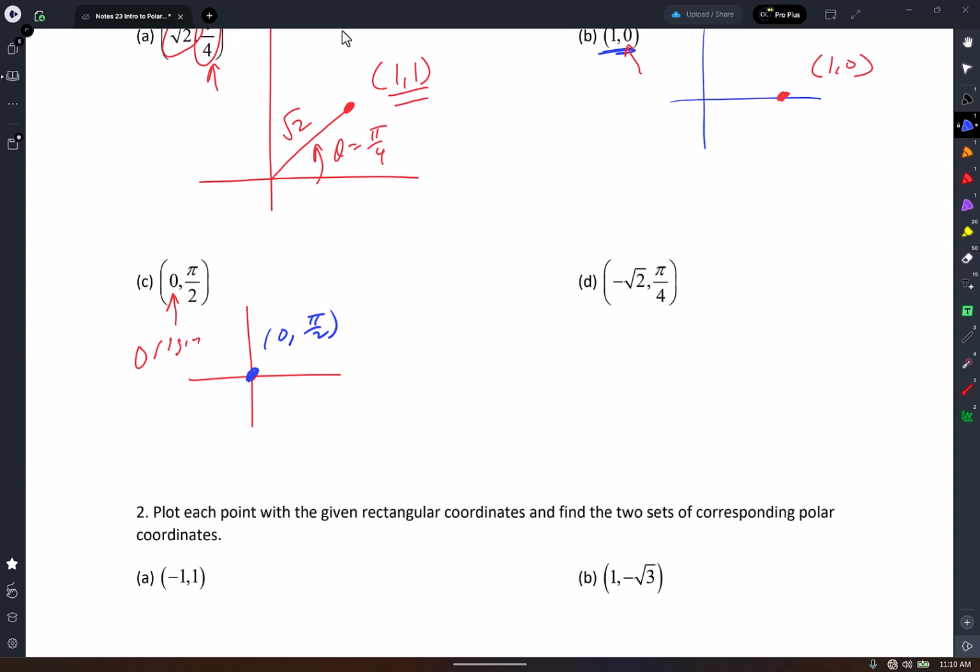Oh, they want rectangular, right? So 0, 0. We're doing okay so far. All right, pi over 4.